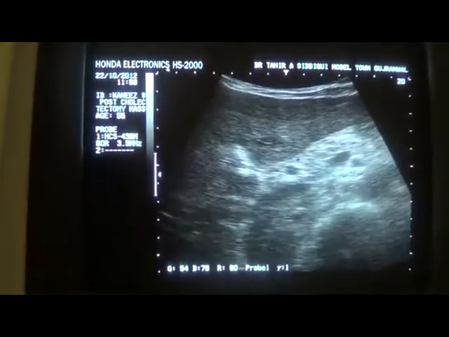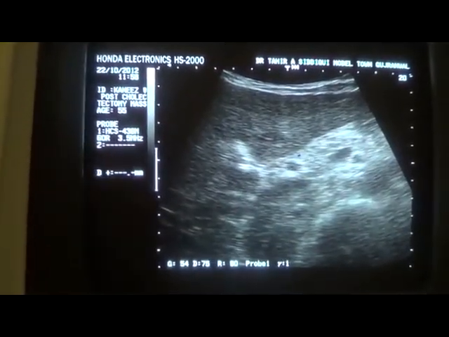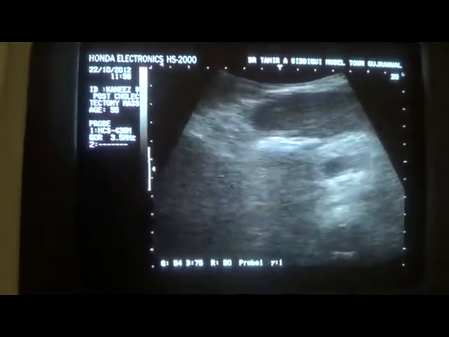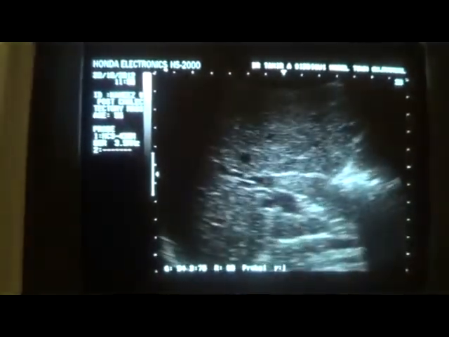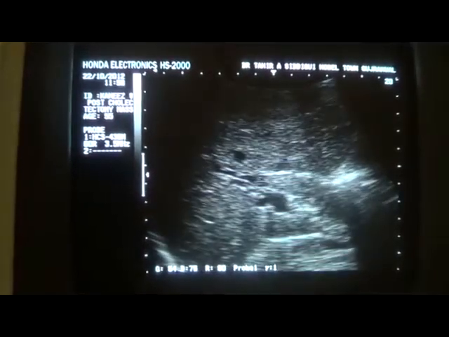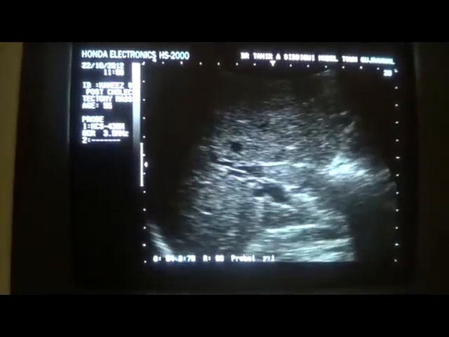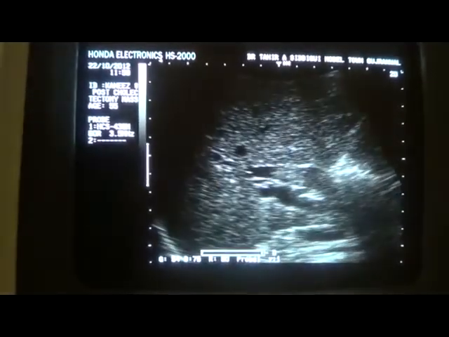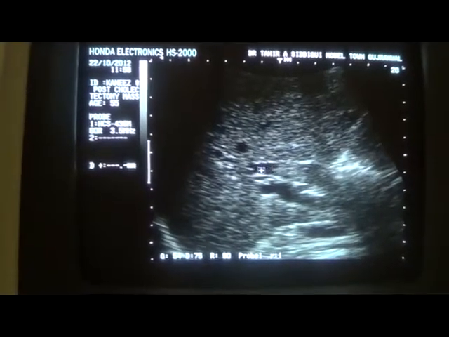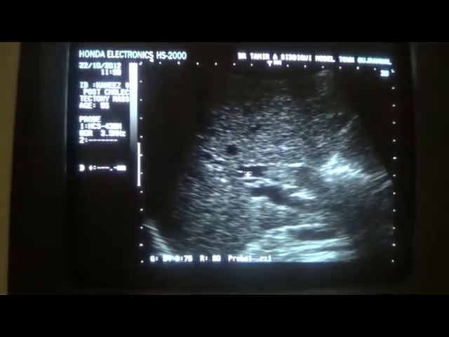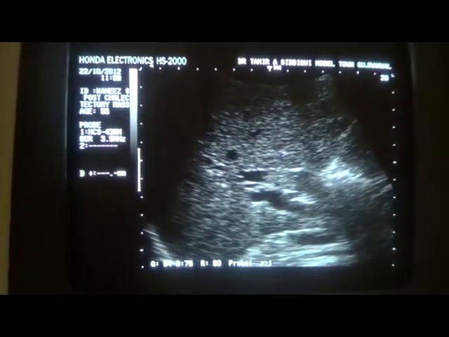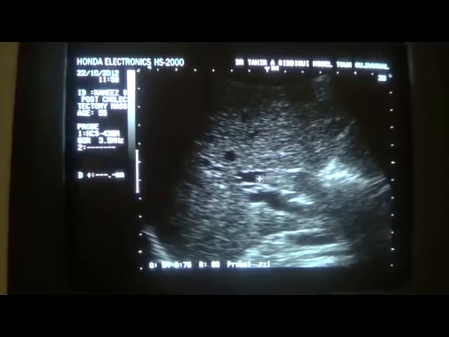And here is the head of the pancreas. This is the head of the pancreas. It has no relation with the pancreas at all. Pancreas is absolutely normal. And this is the finding which indicates that this is sludge in the dilated common bile duct. Again, this is the clear lumen of the common bile duct. Here the common bile duct is dilated and is filled with thick echogenic material.